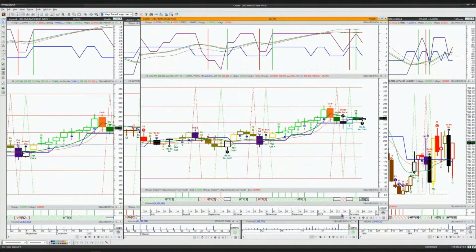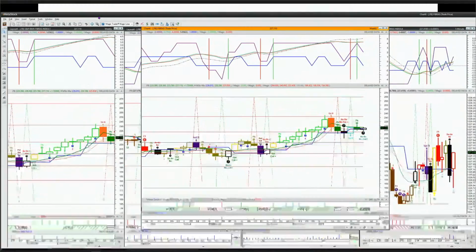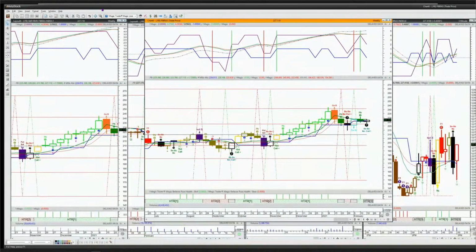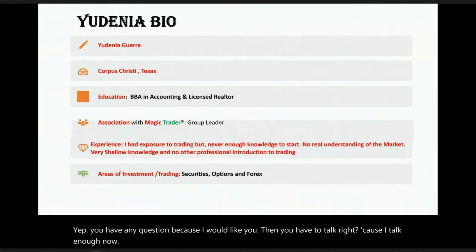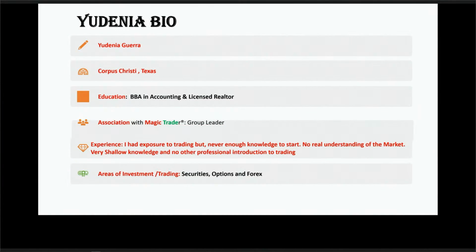That's it. Jeff, do we have any questions? Because I would like you to, then you have to talk, right? Because I talk enough now. No more questions. Dakari says absolutely. We spoke about the crash months in advance, all in writing as well. Shimori said, Peter definitely told us it was going to go down using the chart.